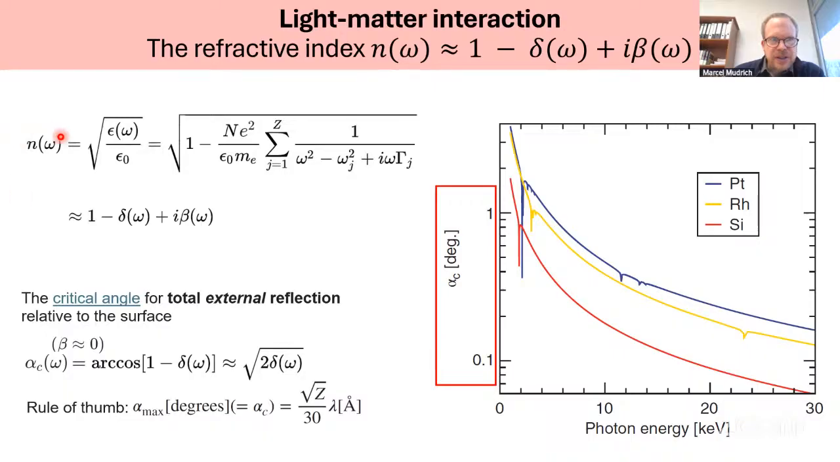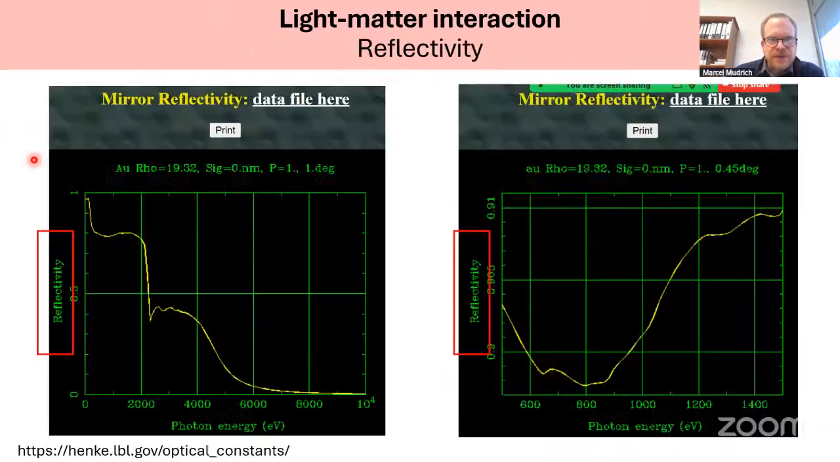So based on the knowledge of the refractive index, we can calculate reflectivities, and there's this very useful website by Henke where you can look up all sorts of optical properties, including the delta and beta, but also reflectivities of materials. And just an example for gold, for the gold surface placed at 1 degree, we can see that indeed for low photon energies, we achieve very high degrees of reflectivity. That would be the total external reflection regime.